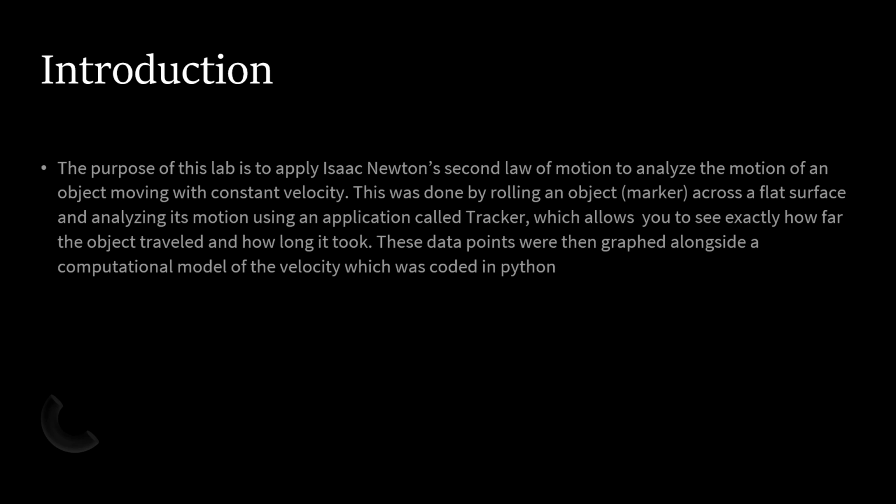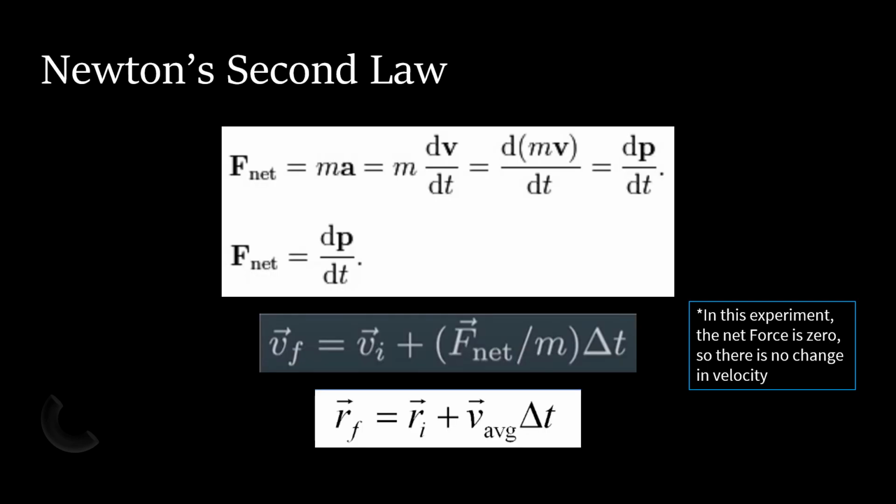To define Newton's second law, it describes the relationship between the force on an object, the object's mass, and its acceleration. It can be expressed a couple different ways. The first is just by saying that the net force is equal to the mass of the object times its acceleration. That can be rewritten as the mass times the change of velocity over time, which from there you get that the net force is equal to the change in momentum over time. And then from there we can derive the formula for the velocity update, which is the final velocity is equal to the initial velocity plus the net force over the mass times the change in time.